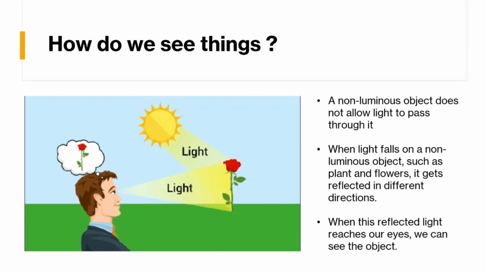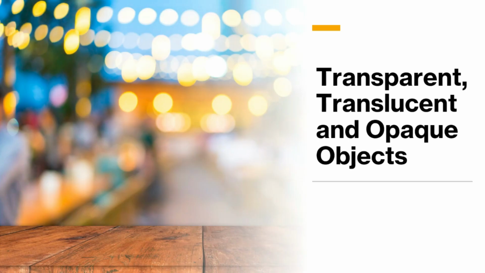We will now talk about transparent, translucent, and opaque objects. Light can pass through solids, liquids, and gases. However, light does not pass through all objects completely. Some objects allow light to pass through them completely. However, some objects allow light to pass through them partially, while some others do not allow light through them at all.